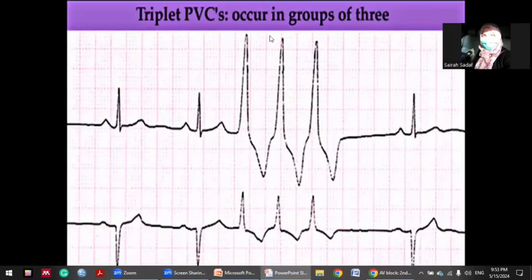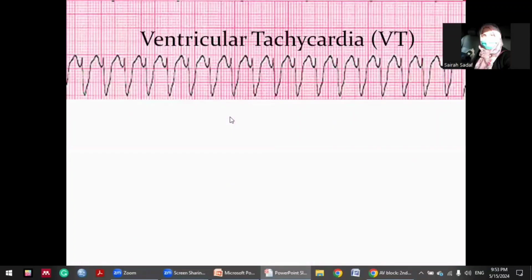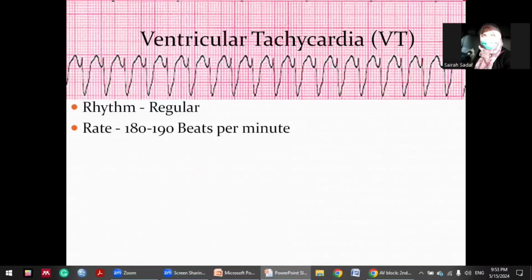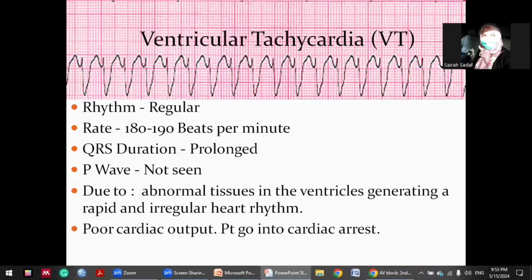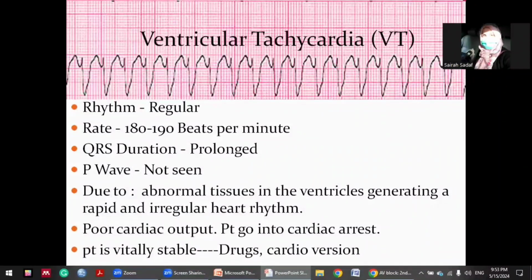Now, these are the triplet PVCs. This is the famous ventricular tachycardia. It has a regular rhythm. Rate will be about 180 to 190 beats per minute. QRS duration is prolonged, meaning that the QRS complex will be wider, more than 3 small squares or more than 0.12 seconds. There will be no P wave. The cardiac output will be poor, the patient will go into cardiac arrest, and you have to stabilize the patient.